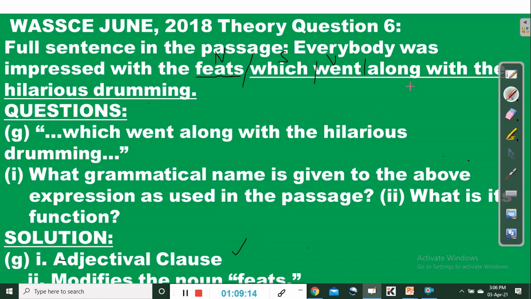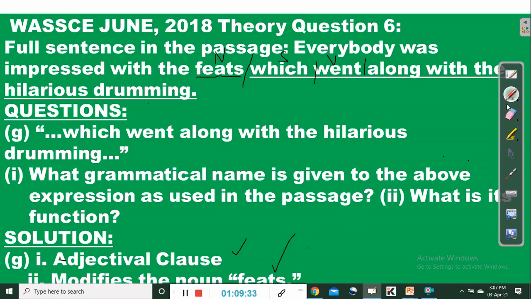Then what is its function? Usually we know that an adjective modifies a noun. What is the noun being modified here? Fits. So here we come to II, and we write modifies the noun fits, and that gives us a clear good.